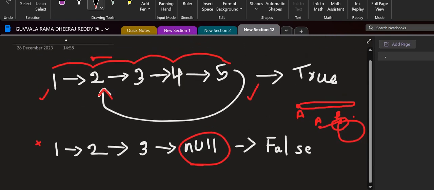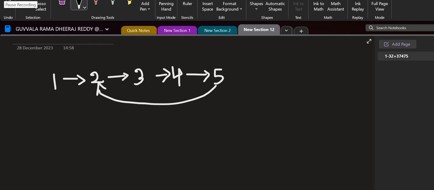How can we solve this problem? The first intuition for this approach is: when I traverse the nodes in the iteration, if I traverse the same node multiple times, then there is a loop.